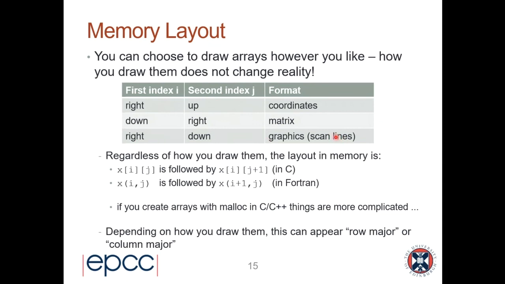But regardless of how you draw them, the layout in memory is, in C, X[i][j] is followed by X[i][j+1]. And in Fortran, X(i,j) is followed by X(i+1,j). Now you can call that row major or column major if you like, but this is the true statement. And it's unfortunate that C and Fortran have different conventions, but they do. It's history, I guess. Depending on how you draw them, this can appear row major or column major.